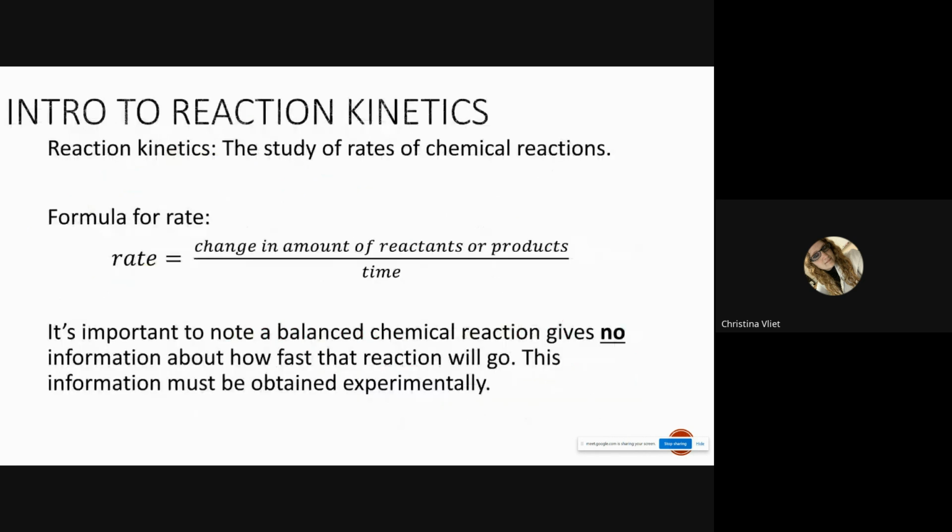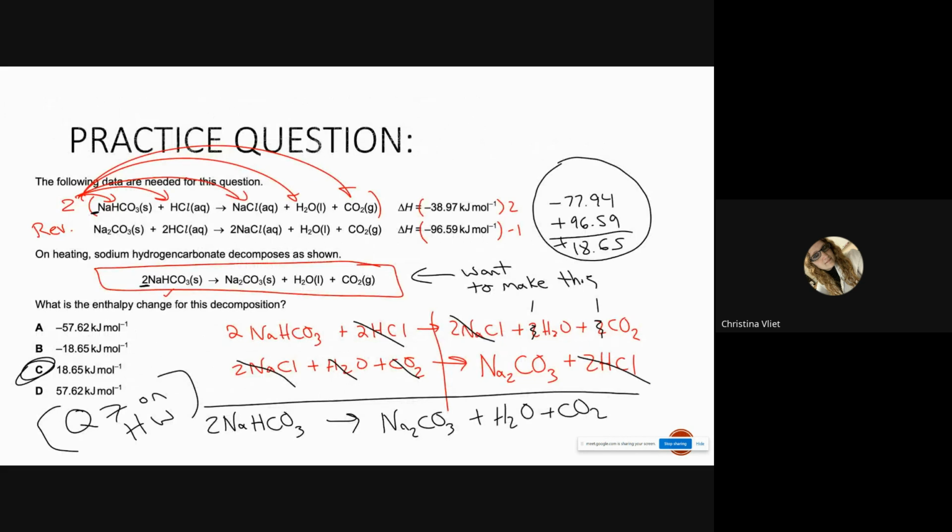You want to make that reaction happen. So we're combining other reactions to get to that reaction. So I had to compare this and compare that to get my products that make sense. Yes.